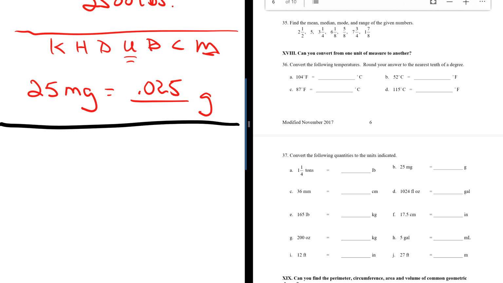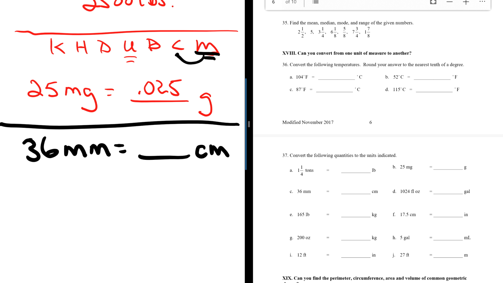I'll do one more. I've got 36 millimeters, and that equals how many centimeters? All right, looking at my King Henry up here, I start with millimeters again, and I've got to go to centimeters. So I'm just going over 1 to the left. So 36, my decimal's really here, and I'm going to move it 1 to the left. So this is going to be 3.6 centimeters. 36 millimeters equals 3.6 centimeters.